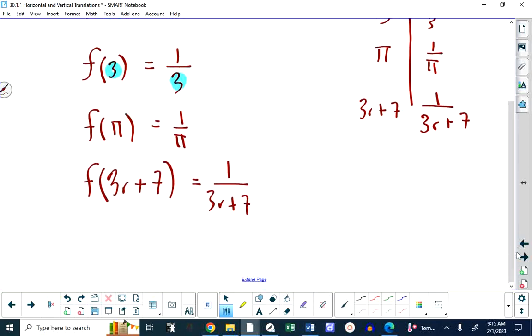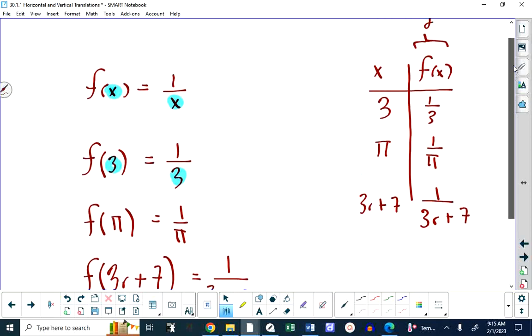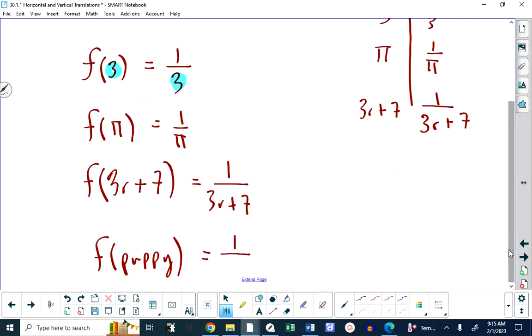If I said, what is f of puppy? Don't overthink what that means. Symbolically in mathematics, that means since f of x is 1 over x, f of puppy is 1 over puppy. And don't try to figure out what the reciprocal of a puppy is, some kind of unnatural thing. It doesn't matter, okay? Why am I saying this?